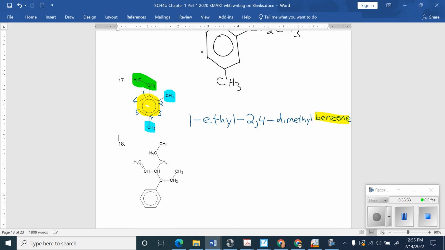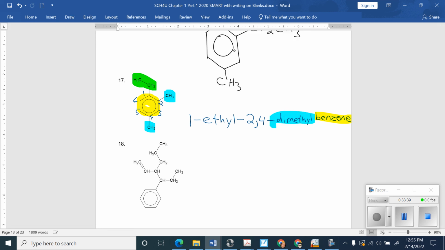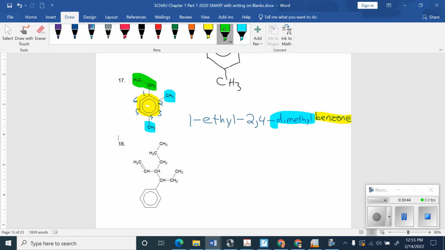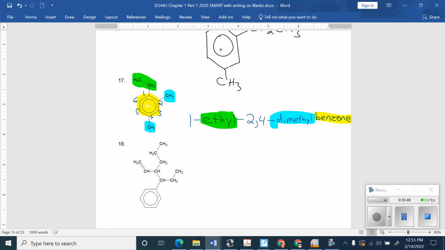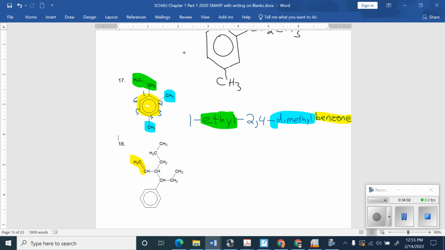Okay, so my benzene is the parent chain. My 2 methyl groups are on the 2 and 4 carbon. And then my ethyl group is on the 1 carbon. I'll give 18 as a challenge to you, but I'll give you a hint, and this is the hint. This has to be the parent chain because it has a double bond.